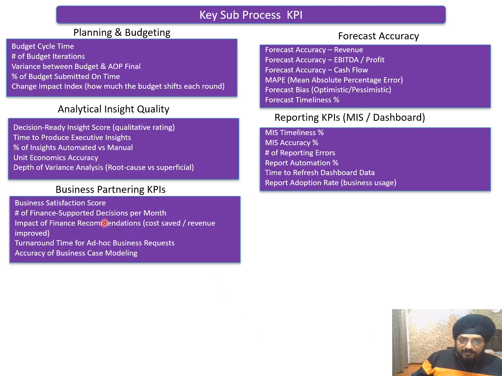Business partnering KPIs: business satisfaction score, number of finance-supported decisions per month, turnaround time on ad hoc business requests, accuracy of the business case modeling.